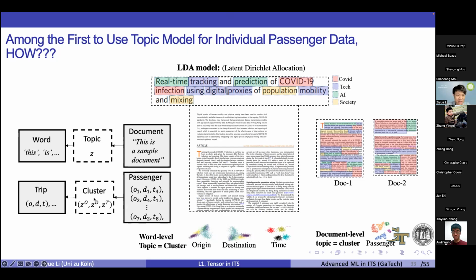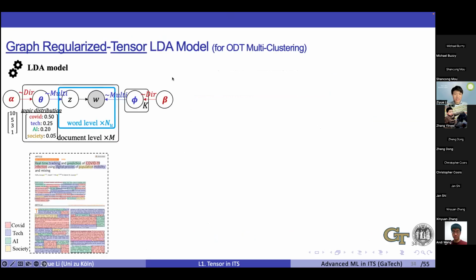And for our topic, since we have ODT, 3 dimensions, we have the topic for ODT separately. So you can see the huge difference: the original topic model is 1 dimension, and our topic model is 3 dimensions with ODT. That's why we call this proposed model the Tensor LDA model. And the graph, we will add later.